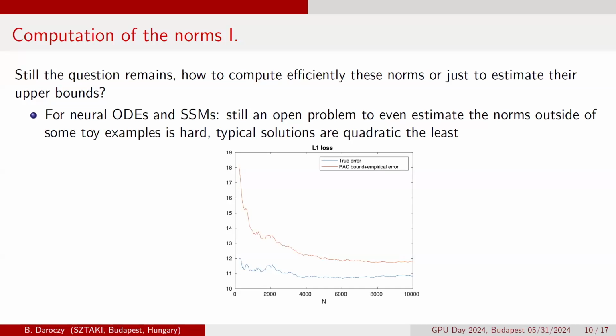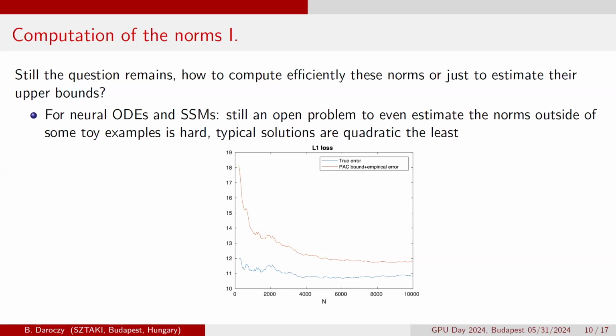So the question is how to calculate them. One more thing. This is for neural audios. Here the bound, after a while, is also non-vacuous. So here it's lower than the true loss was. The true gap was when we have a small number of samples. So the question is how to calculate these.